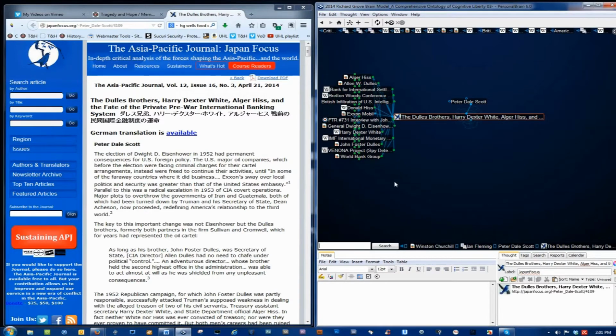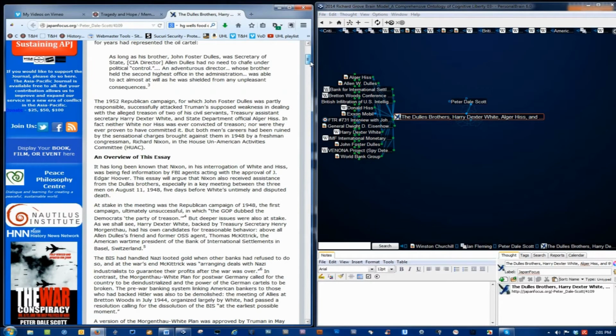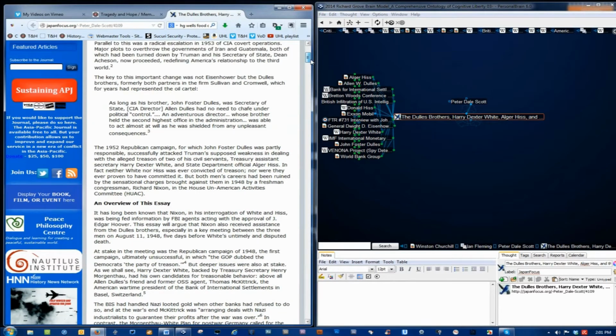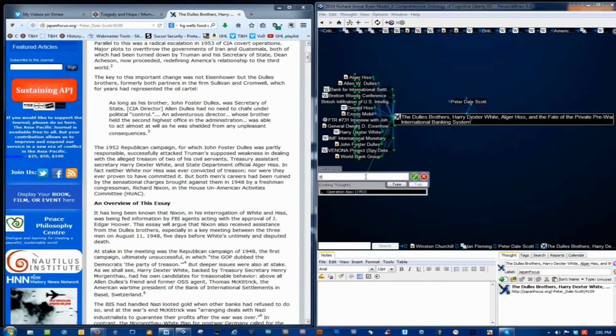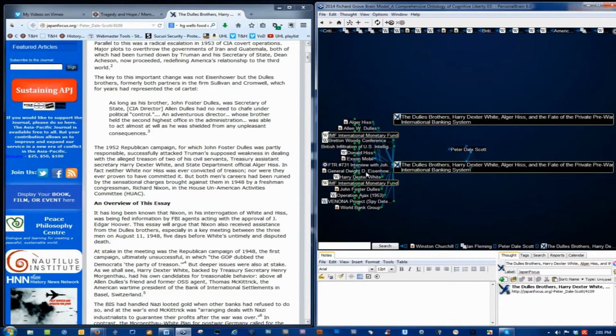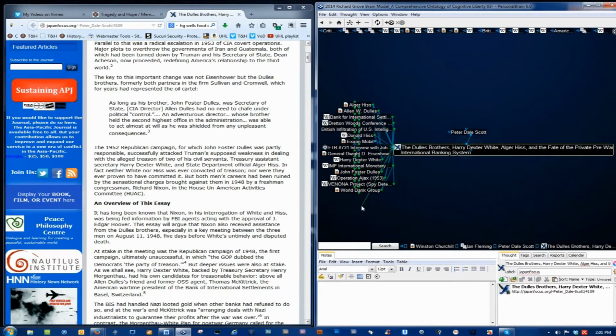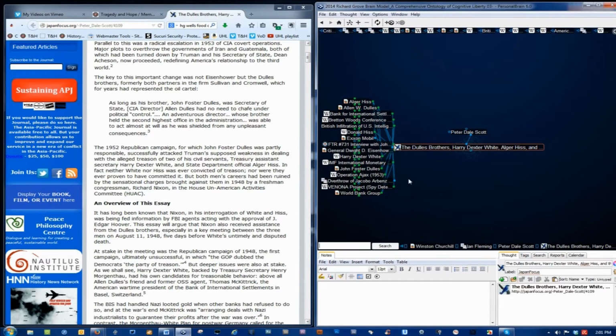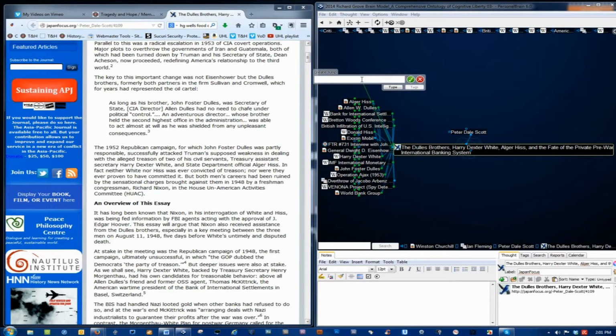Parallel to this was the radical escalation in 1953 of CIA covert operations, major plots to overthrow the governments of Iran, Guatemala, both of which had been turned down by Truman and his Secretary of State, Dean Acheson, now proceeded, redefining America's relationship to the Third World. The key to this important change was not Eisenhower, but the Dulles brothers, formerly both partners in the firm Sullivan and Cromwell, which for years had represented the oil cartel.